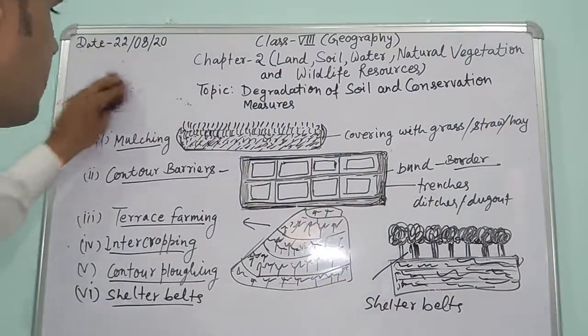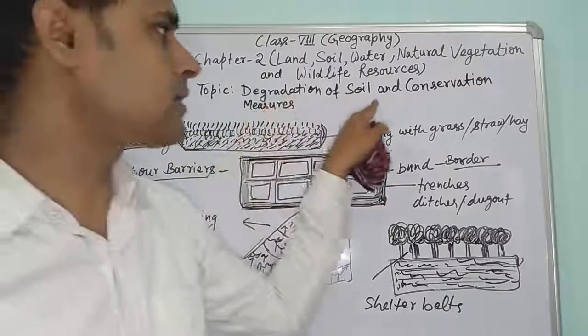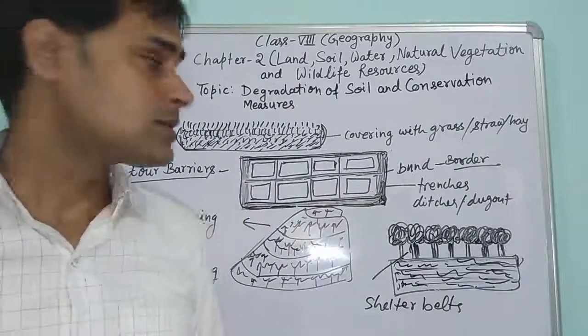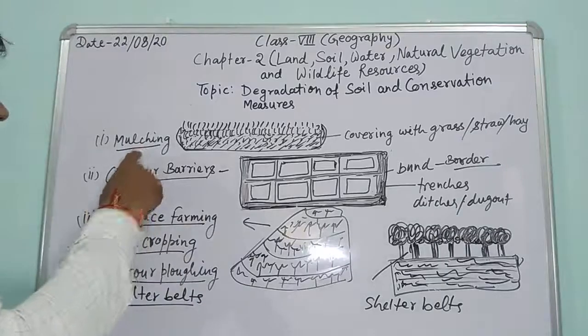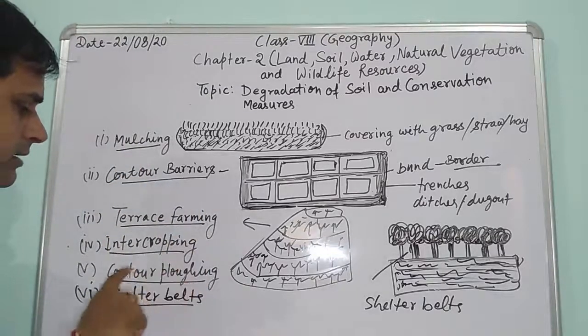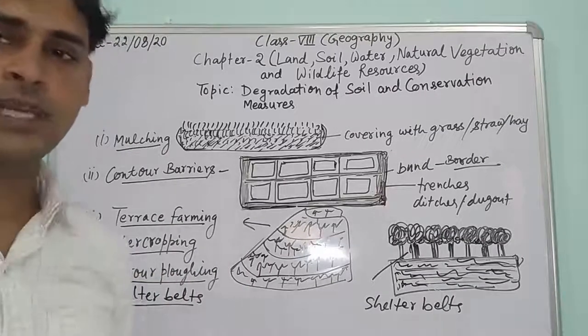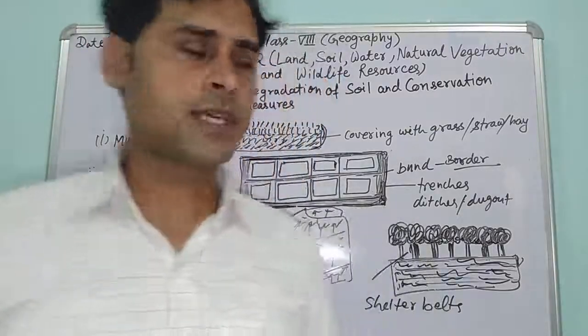Today we are going to read about degradation of soil and conservation measures. In this topic we will discuss mulching, contour barriers, terrace farming, intercropping, contour plowing, and the last one is shelter belts. So today we will understand these topics.